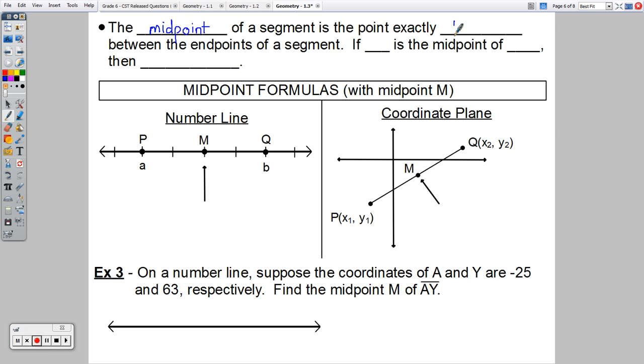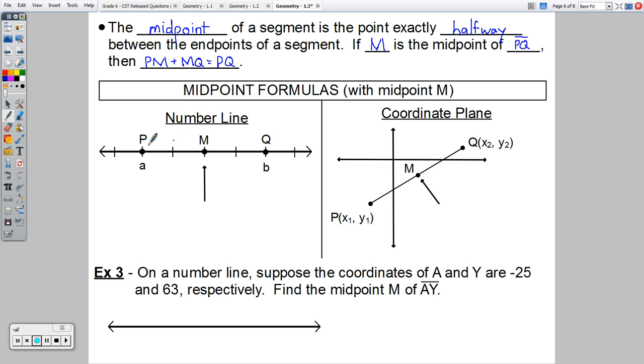It's exactly in the middle, halfway between the endpoints of a segment. And if M is the midpoint of PQ, and that's segment PQ, so don't forget your little segment mark above those two letters, then this would be true. You would have PM, the distance from P to M, plus the distance from M to Q would have to equal the distance from P all the way to Q.